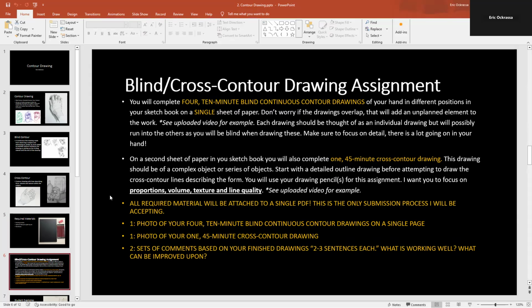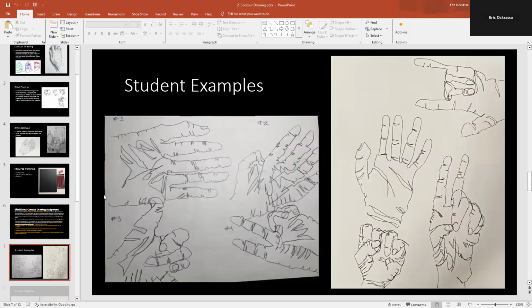Here's the assignment sheet. You will complete 4 10-minute blind contour drawings, single sheet of paper, and then on your second sheet of paper, 1 45-minute cross contour drawing. The photos here at the bottom, remember the easiest way, either a Google Drive or a Microsoft Word, drag all those photos in, type your required materials, and then go from there.